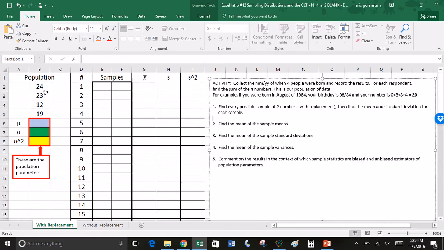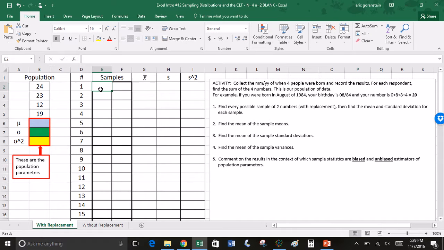These numbers, hypothetically, I just made up, but they came from this activity of asking 4 people their birthday, month and year, and then, for example, if your birthday is 8/1984, you would add up the 4 digits, 0, 8, 8, and 4, which add up to 20. So here's just four values, and if I sample, there's going to be 16 possible samples because I have 4 options for the first choice and 4 options for the second. 4 times 4 is 16.